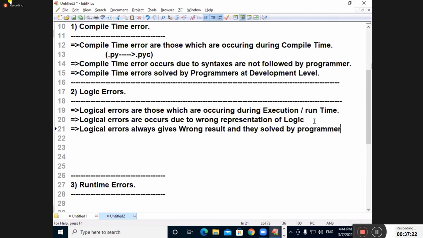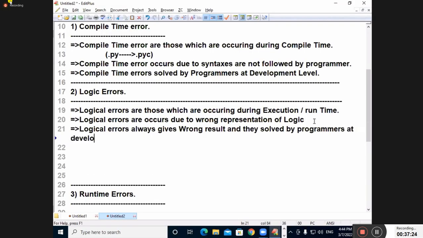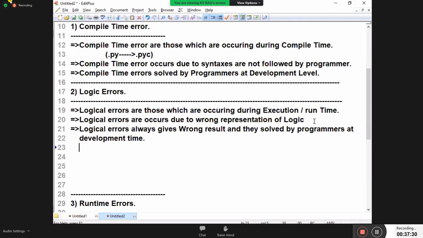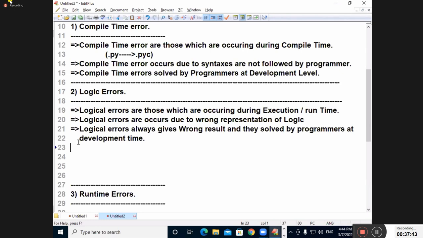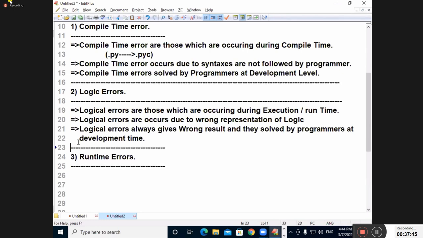Solved by programmers. At what time? Development time only. During your program development time only, you need to solve it. Other than that, you can't submit your project with wrong results. Understand, students? Good. Now coming to that, it is very simple for the people to understand.